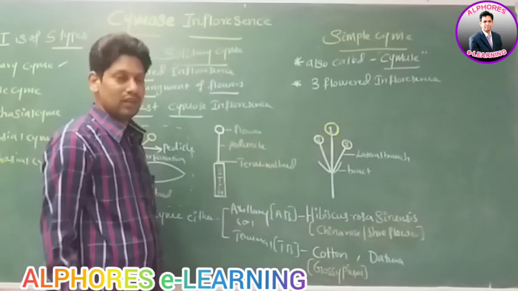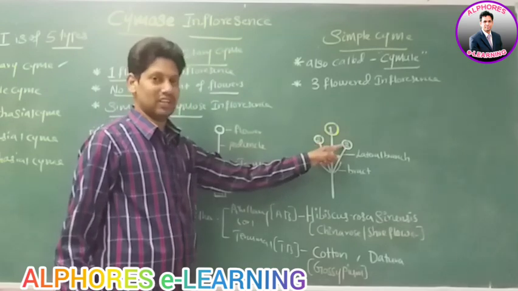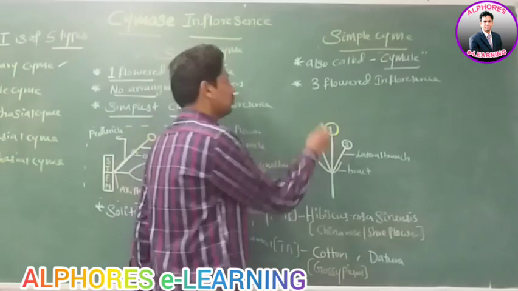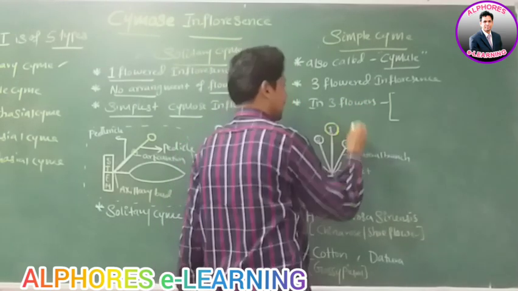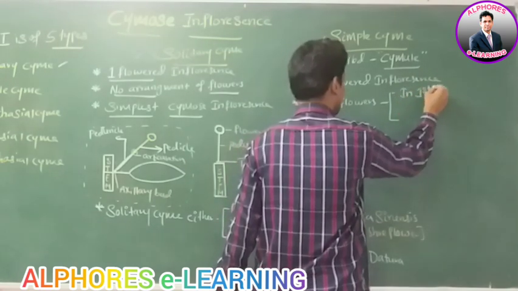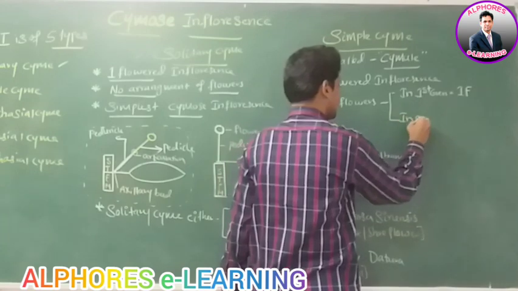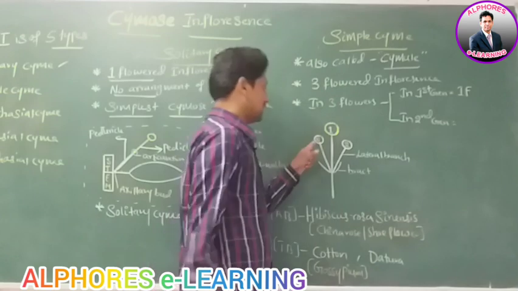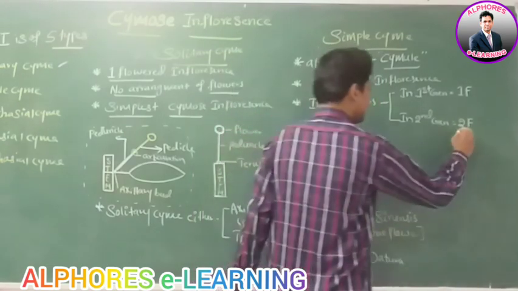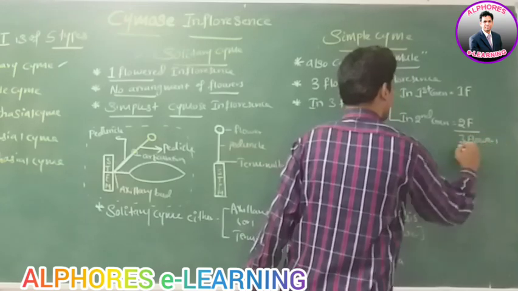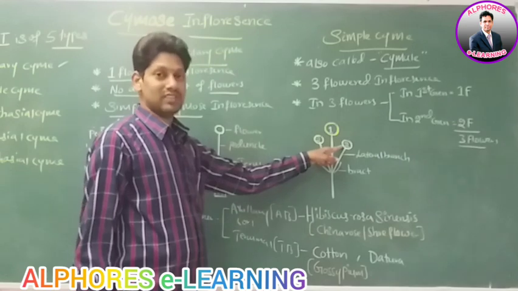In these three flowers, one flower is formed in the first generation, whereas the other two flowers are formed in the second generation. Yes or no? In the first generation, how many flowers are formed? One flower. In the second generation, see the diagram, these are two flowers formed in the second generation. If you make a total, you get three flowers. Is it okay?